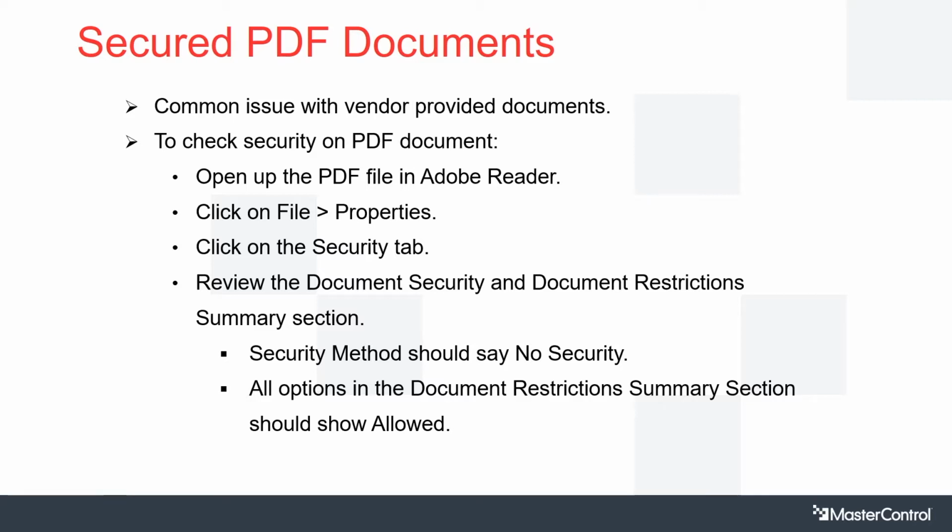Ideally, we would like all options in the document restrictions summary section to show Allowed. There are some here and there that can be restricted, but ideally we would like those to show Allowed. This comes up a lot with vendor-provided documents, documents your vendors may send you where they've been secured, and obviously they don't want you modifying their documents. But especially the security method can cause problems when you're trying to publish it. Just be aware of that.